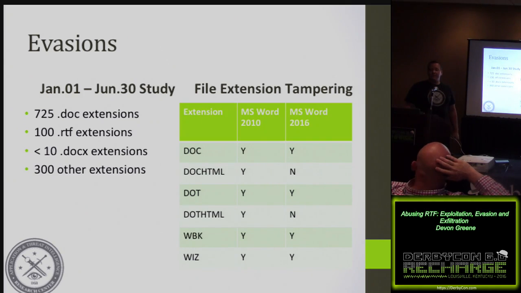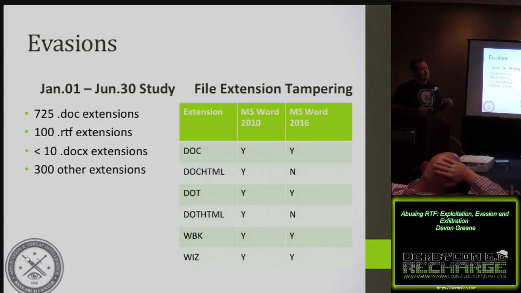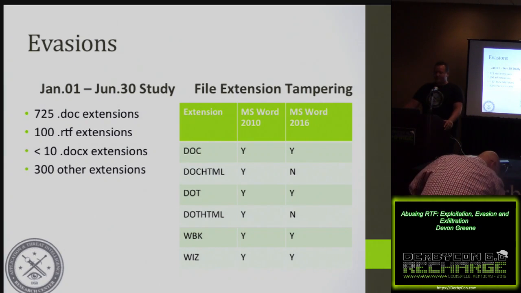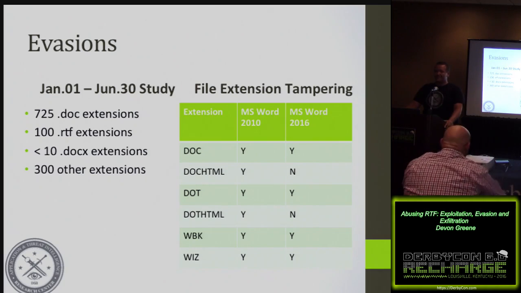I'm sure many of you have seen this a lot, where it's really an RTF document, but the extension says .doc. To talk about the study first, most of the extensions on the RTF documents were actually .doc, and I'm thinking that maybe people are more familiar with it and it's easy to associate with. Maybe some people don't know what an RTF extension is. About 100 of them were actually just RTF extensions. Less than 10 were docx, which is not going to work.